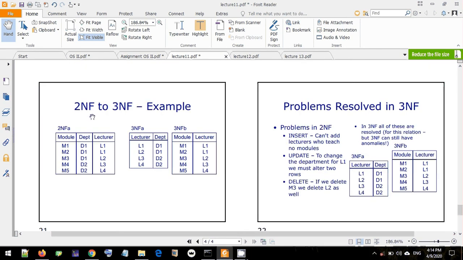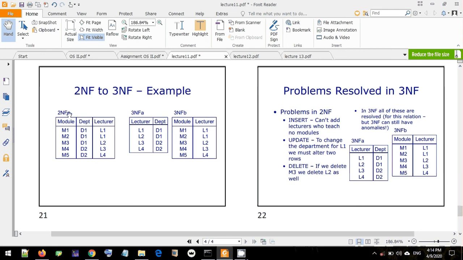The best way to do that is to create two different tables, as we did above, where the first table will contain lecturer and the department. Here you observe that the lecturer is dependent on the department only, and there is no other dependency in this table. And in the third normal form B table, you see that the module is dependent on the lecturer and there is no other dependency. So that means that we have eliminated the transitivity dependence.